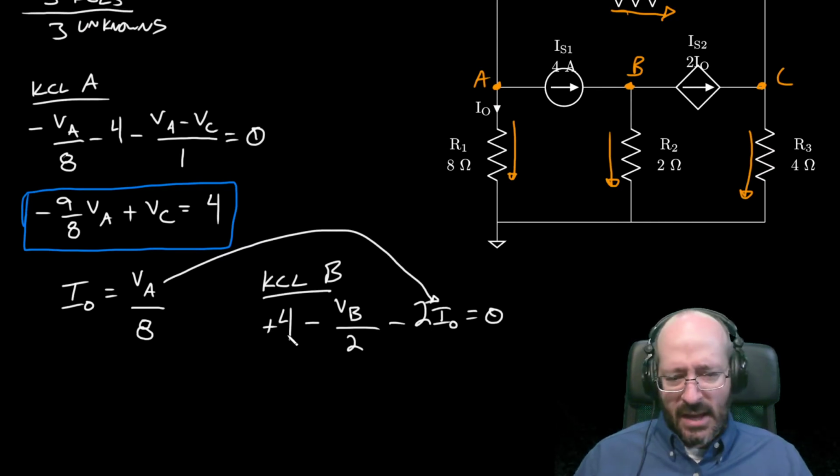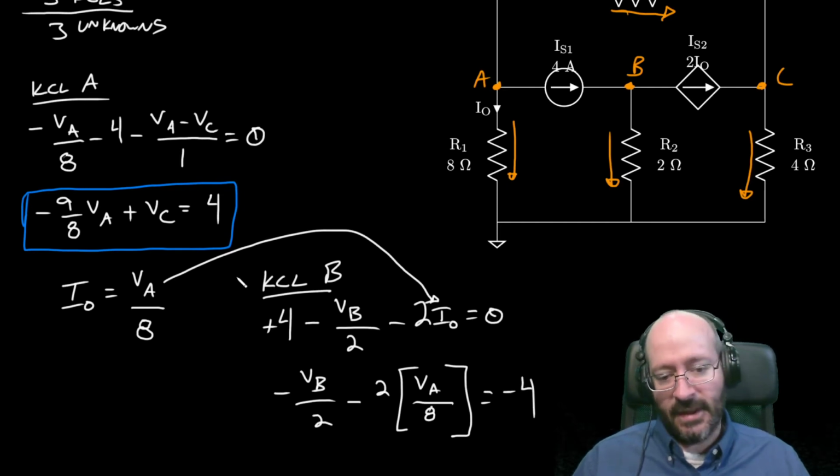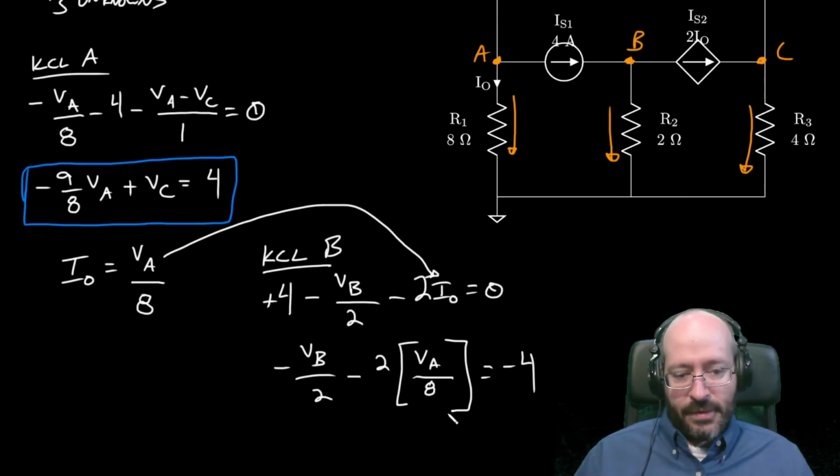Okay, I'm going to bring the 4 over. Got to do it eventually, so might as well do it now. Negative 1/2 VB, and then we have negative 2, and I'm going to substitute in for VA over 8, and negative 4 on the right hand side as I move that over. Alright, that looks like 1/4.